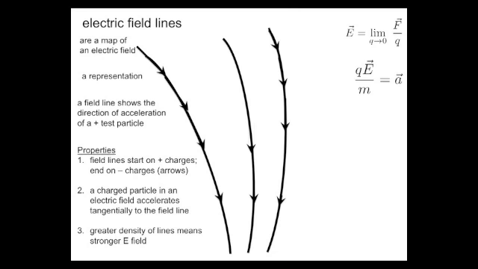A collection of field lines provides a pictorial representation of the electric field that is useful for thinking about the field. Field lines have the following properties. They start on positive charges. They end on negative charges. A charged particle placed in an electric field accelerates tangentially to the field line. Regions of greater density of field lines mean the electric field is stronger there.